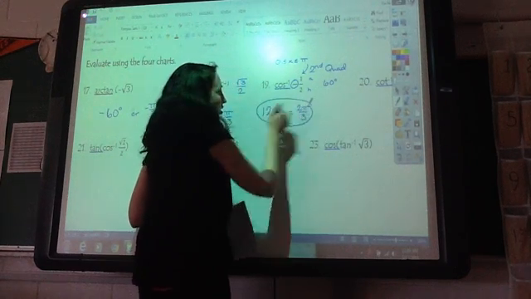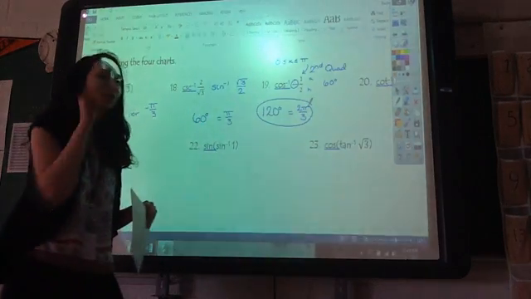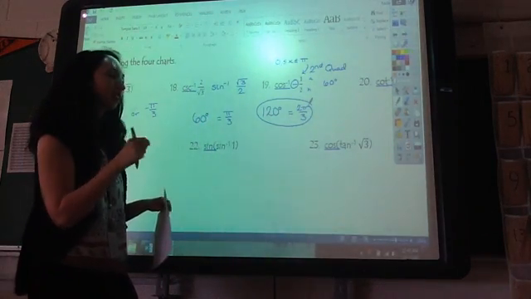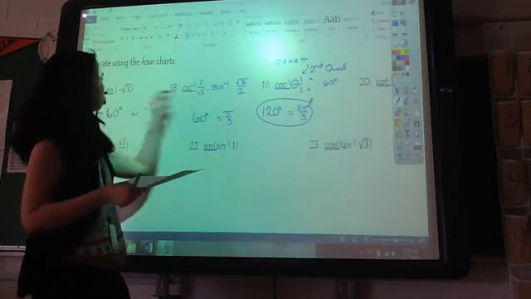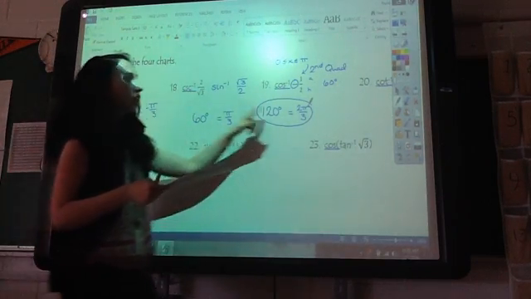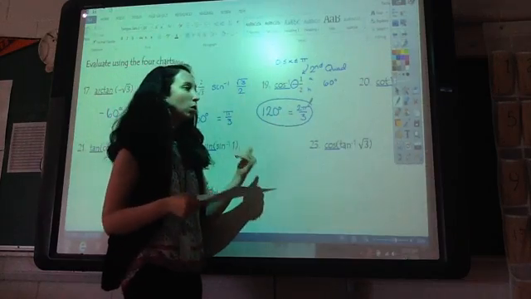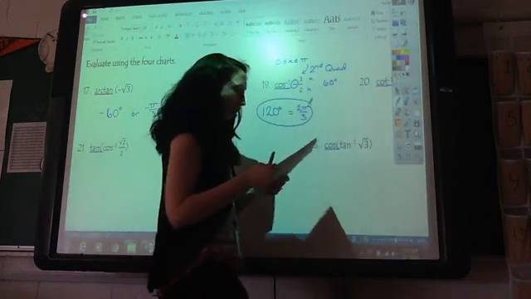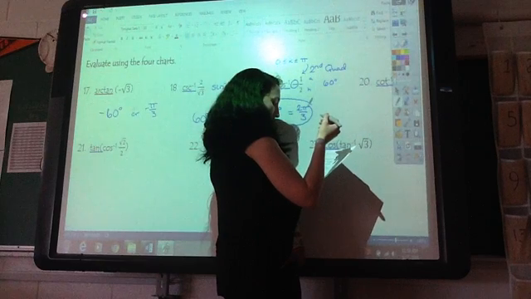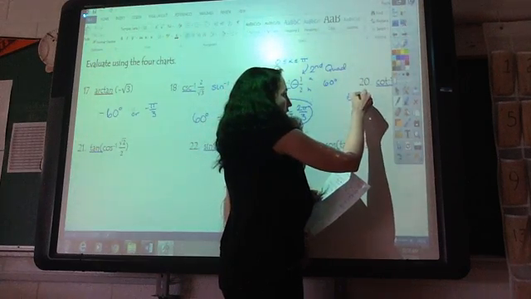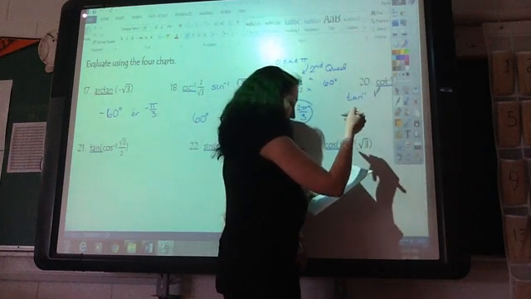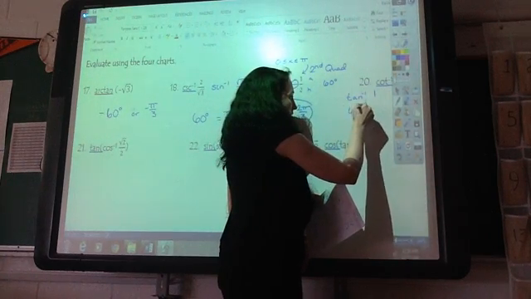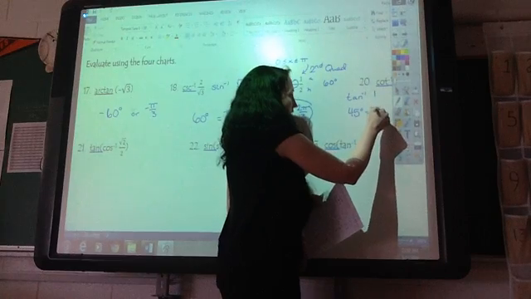Those are your answers. So with sine and tangent, you just move the negative to the front of your answer. In cosine, you have to figure out the quadrant 2 angle every single time. For 20, the inverse cotangent, so that's the inverse tangent of 1, because 1 divided by 1 is still 1, is 45 degrees, which is π/4.